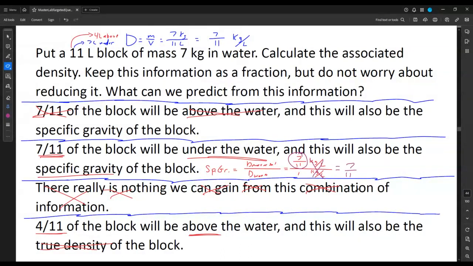Okay, so a little bit of a wordy question here, but easy enough concepts to sort through to find an answer.